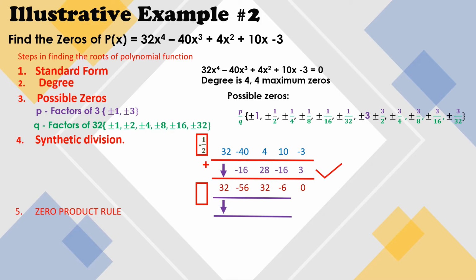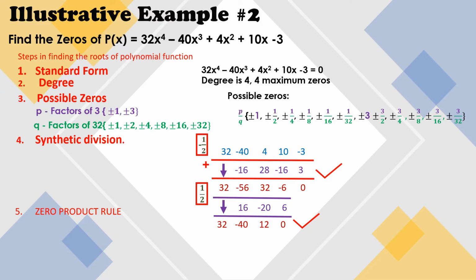So we're going to pick another number from our possible zeros. Let's have 1/2. Then apply the synthetic division. Bring down 32. Multiply, that's 16. Add, that's negative 40. Multiply, that's negative 20. Add, that's 12. Multiply, that is positive 6. And you will have here 0. Since this is another 0, then 1/2 is another zero of our given polynomial function.